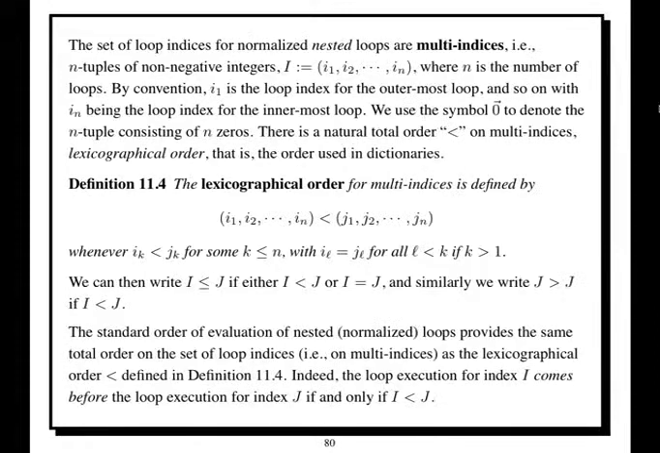You want to consider multiple loops. We'll look at one a little bit later that has at least 2 loops that are nested, and so that gives you multi-dimensional indices. The iteration space is multi-dimensional. These are called multi-indices, integers in n dimensions. There's a natural order on it, the lexicographical order or dictionary order. And so when we talk about whether one computation comes before the other, we just use that lexicographical ordering.